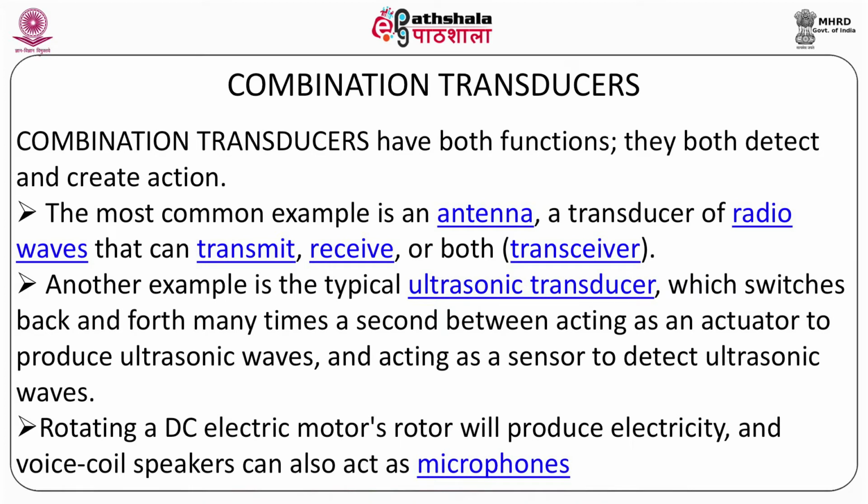The most common example is an antenna, a transducer of radio waves that can transmit or receive or both. This is called a transceiver. Another example is the typical ultrasonic transducer, which switches back and forth many times a second between acting as an actuator to produce ultrasonic waves and acting as a sensor to detect ultrasonic waves. So it can be considered a combination transducer. Rotating a DC electric motor's rotor will produce electricity, and voice coil speakers can also act as microphones.